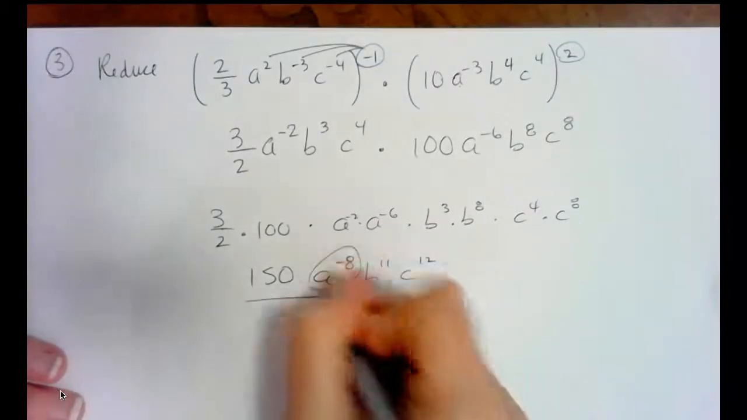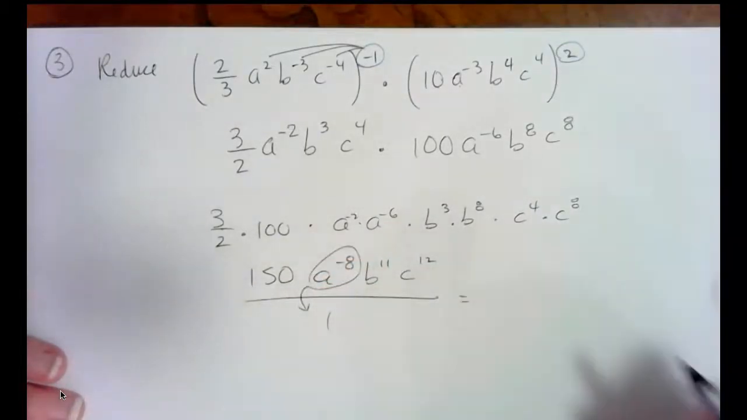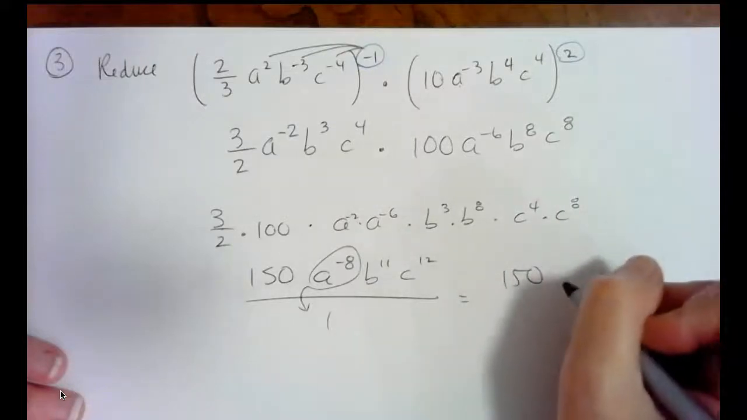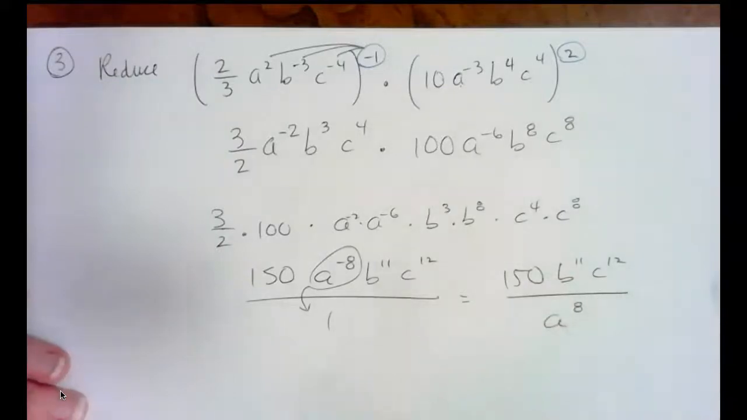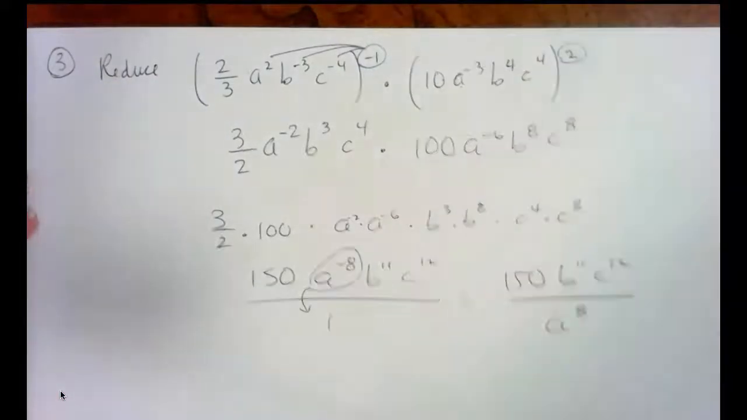Last thing, reciprocate that base to the bottom: 150, b to the 11th, c to the 12th, all over a to the 8th. 1, 2, 3.